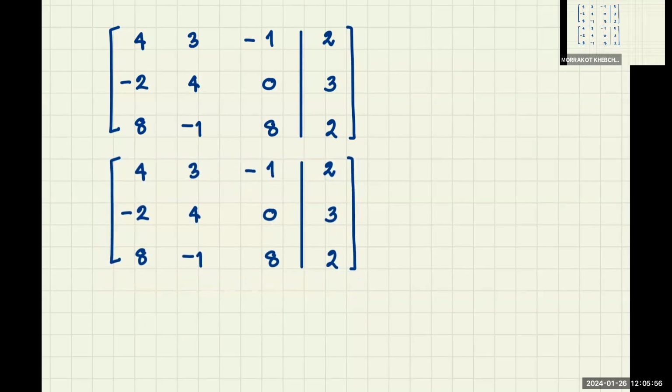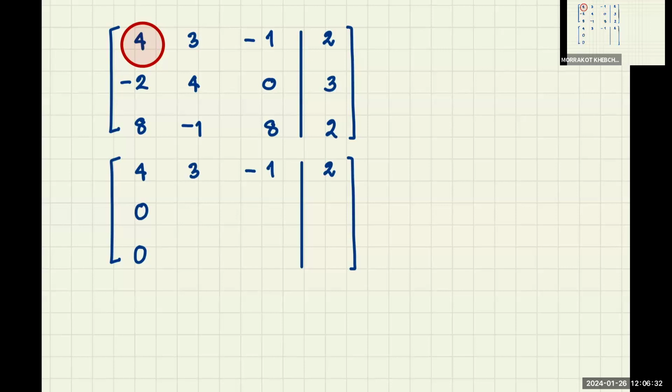The first row, I will not do anything. But now I copy down the first row. My pivot element is number 4. What I want is the number below 4 in the first column to be 0. Okay, I write down 0.